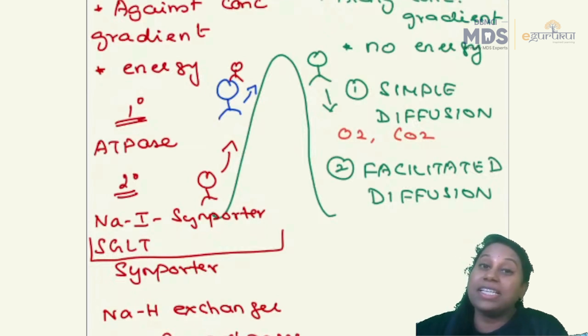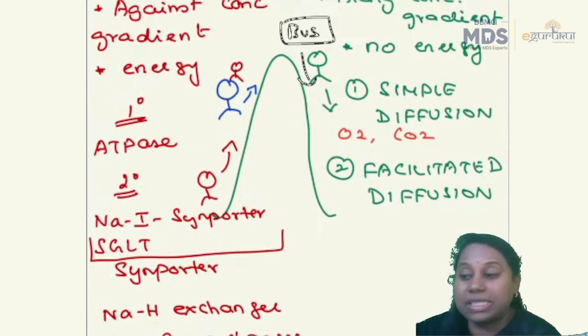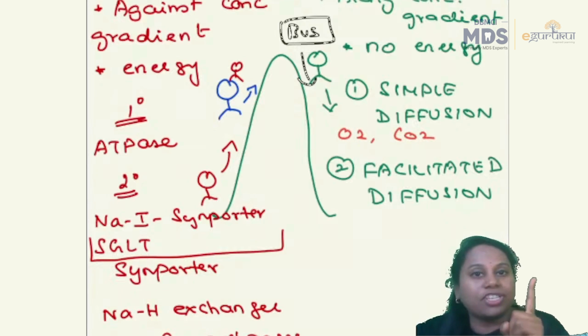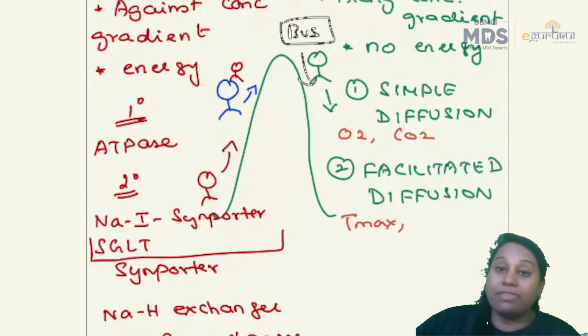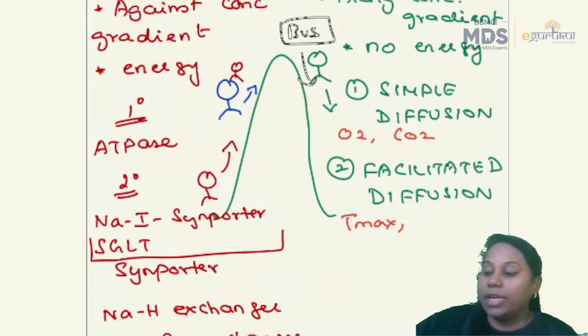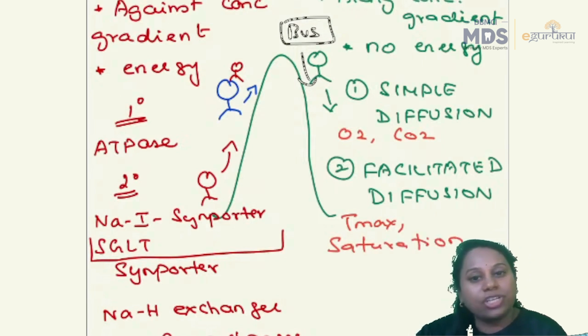Facilitated diffusion. Facilitated means there is a facilitator. Somebody is going to help you. There is a bus on top. The bus is going to carry you down. But the problem with a bus is, a bus can hold a maximum of 50 people. If you are the 51st member in the queue, there is no place for you. When the transporter has reached its maximum, its Tmax, there is no place for you. You can't come down. It gets saturated. So Tmax and saturation kinetics are followed by facilitated diffusion.